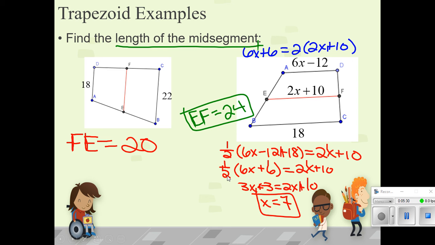So if I do that, I'm going to do half times 6x, which is 3x, half times 6, 3, equals 2x plus 10, which is the mid-segment, and then subtract 2x, subtract 3, and then x equals 7. So we're just solving for x for this second one. The x is 7. So basically, top plus bottom divided by 2 equals this mid-segment.